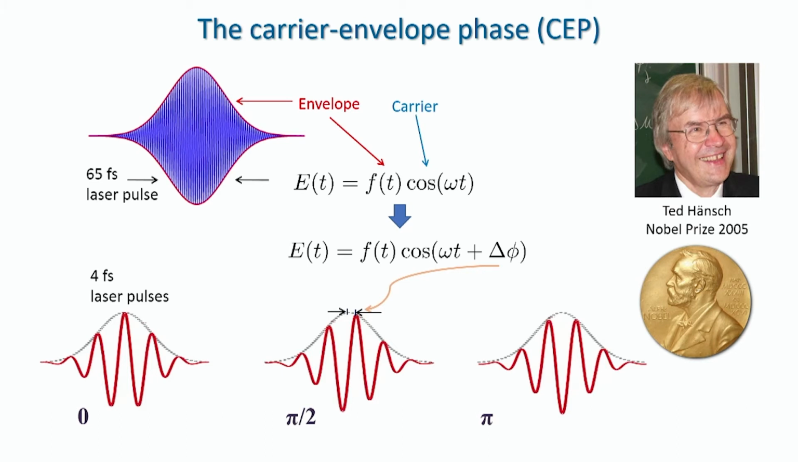You don't change anything else. You don't change the intensity. You don't change the pulse duration. You only change the evolution of the optical field within the envelope. You modify its waveform.